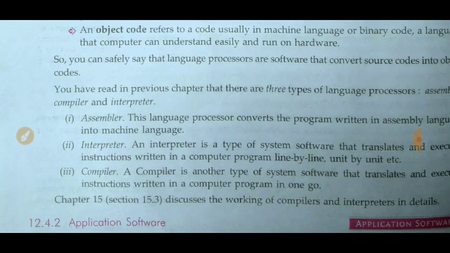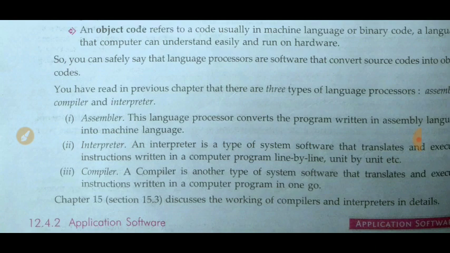First is assembler. An assembler is a language processor that converts the program which is written in assembly language. Now again the same question is asked, what is assembly language? In a computer system we have two kinds of language. One is low level language and the second one is high level language. But low level language is categorized again into two parts. One is assembly language and the second one is machine language. Now what is assembly language? Assembly language uses mnemonics to write the program.